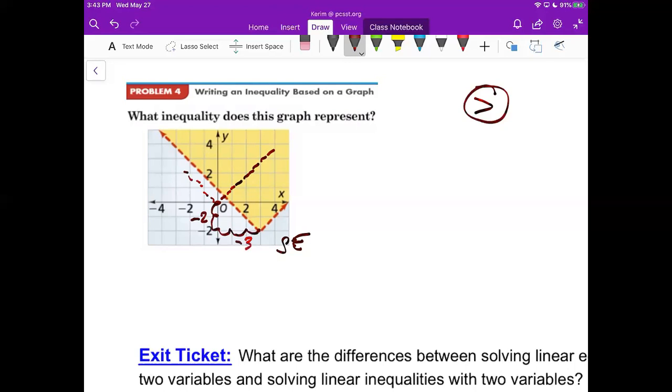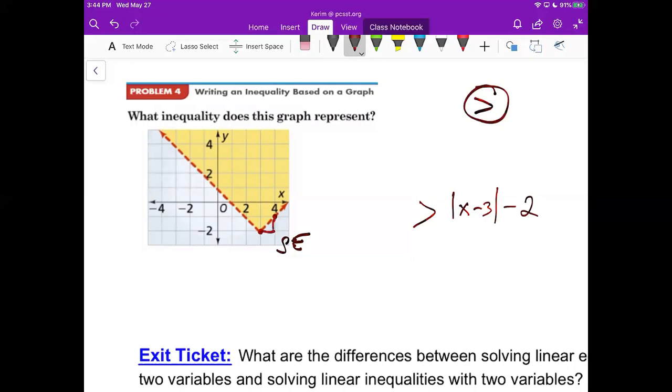So that means I have the absolute value of x. If I move 3 units to the right, I'm going to subtract 3 inside. And if I move 2 units down, I'm going to subtract 2 from everything. Then I need to pay attention to the slope. So let's get the slope from the vertex. Let me pick two points. Let's pick those two points.